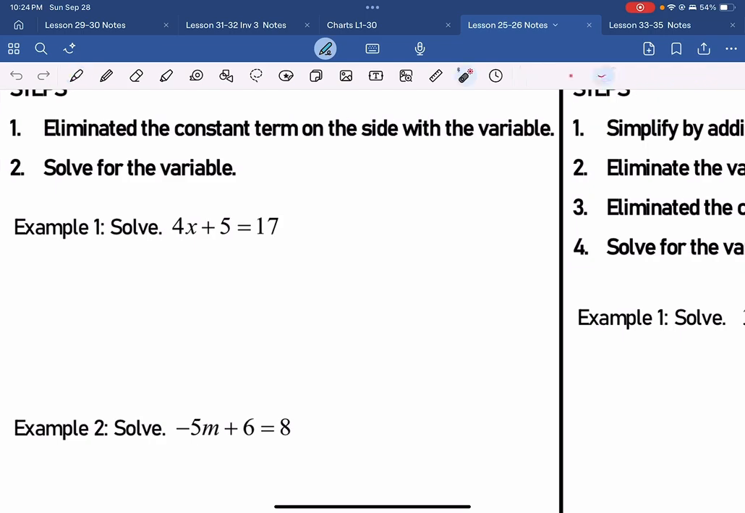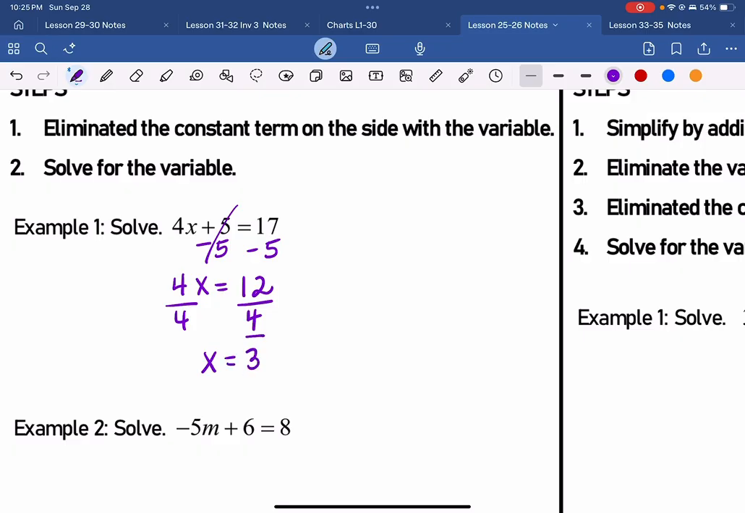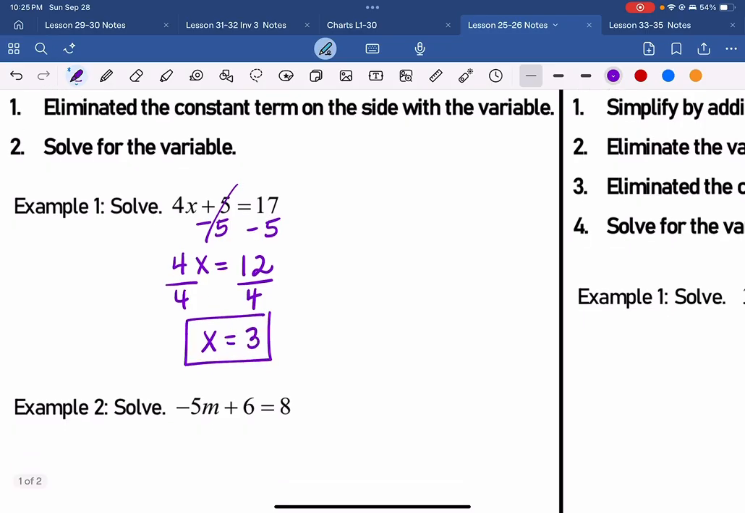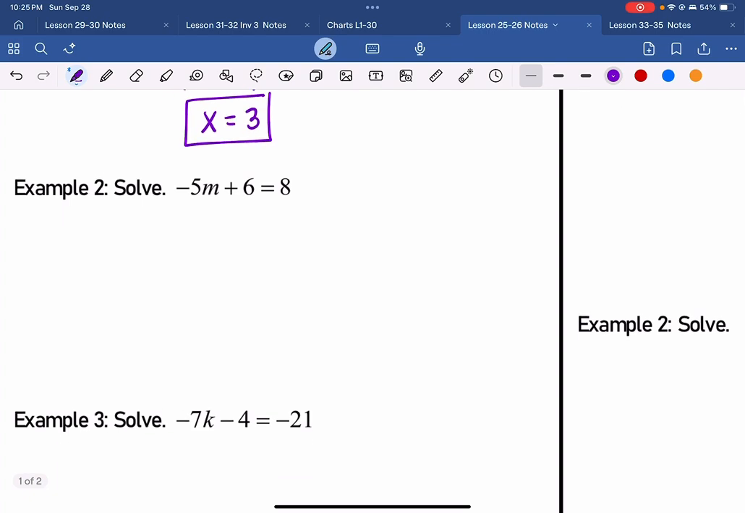Notice it says 4x plus 5 equals 17. The goal is always to get x alone, but there's an order in which we do this. We have to move this before we move this. So we move the positive 5 by subtracting 5 on both sides. So we end up with 4x equals 12. Then we divide both sides by 4 to get it off of the x, and x equals 3. Pretty easy, right? They call these two-step equations.